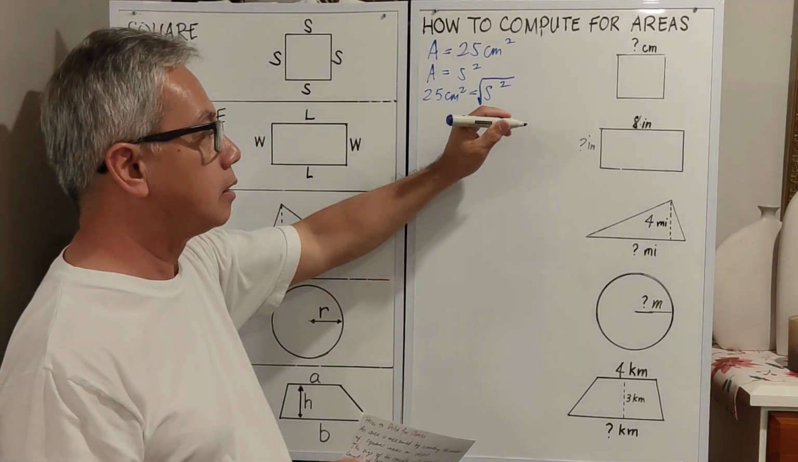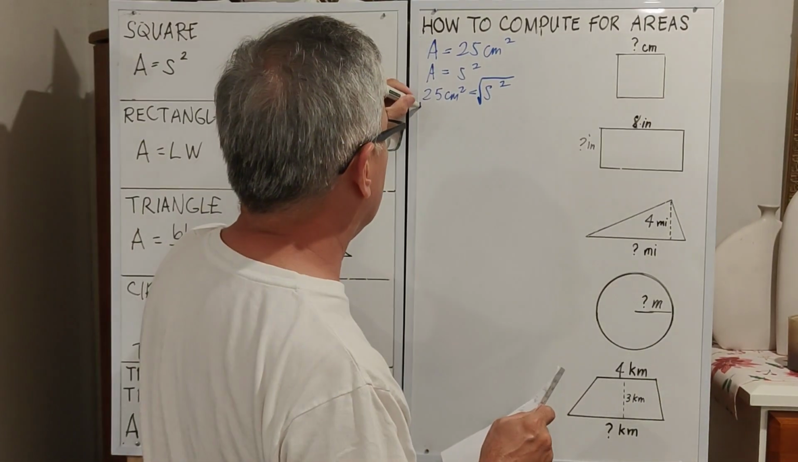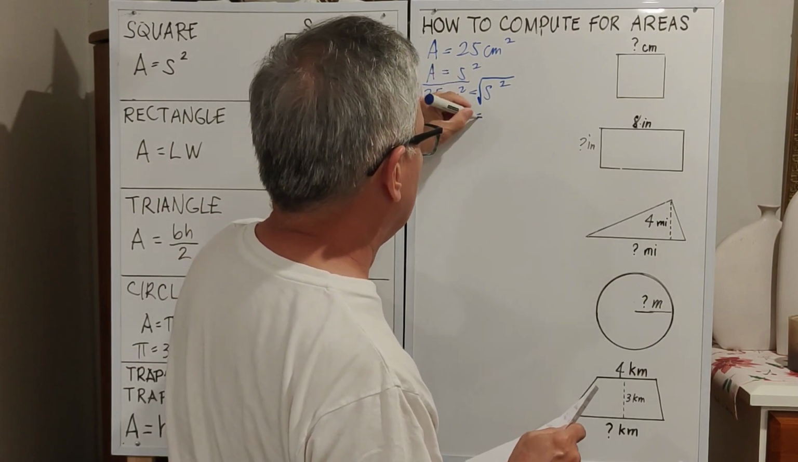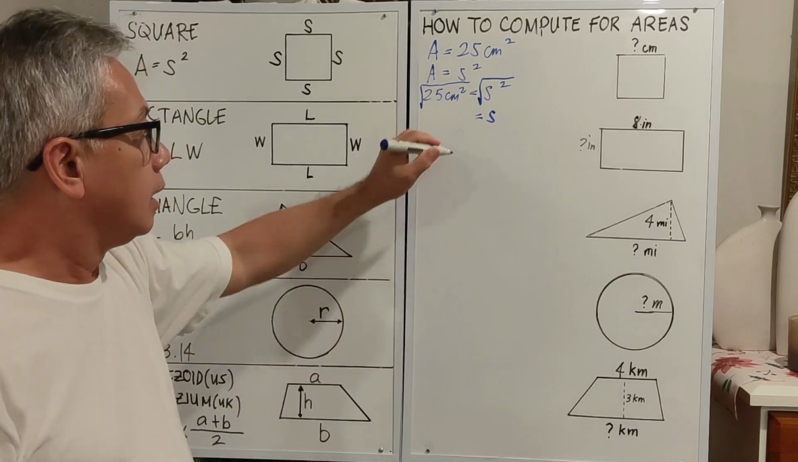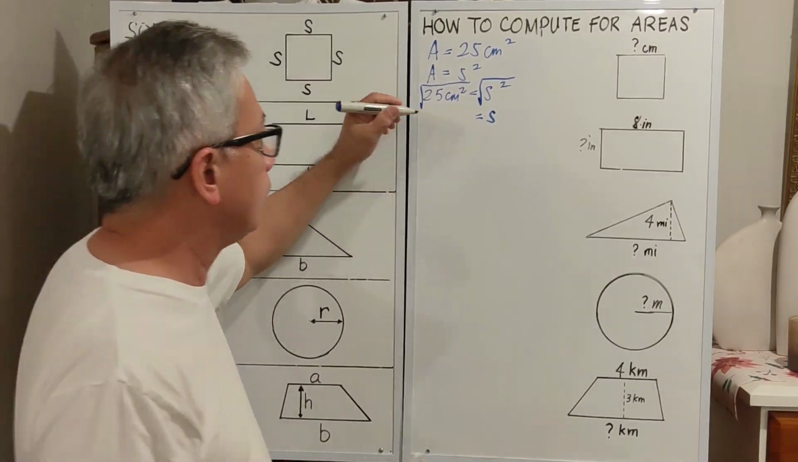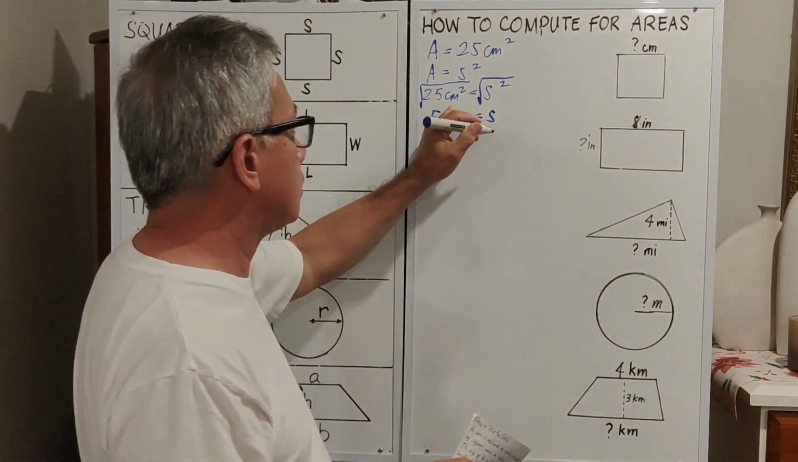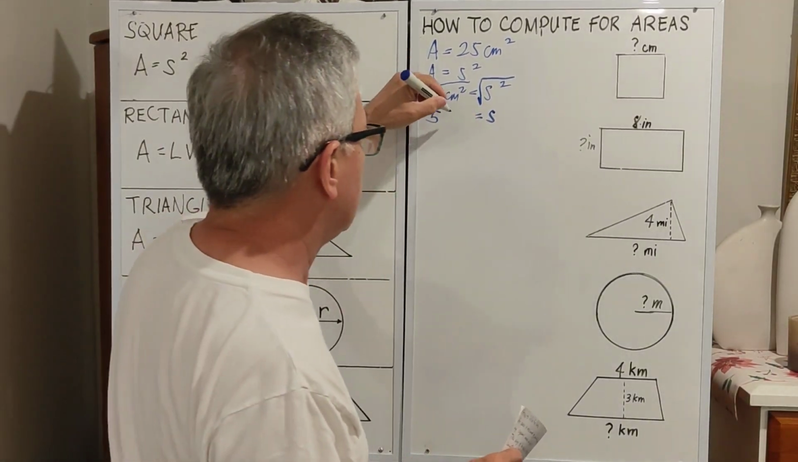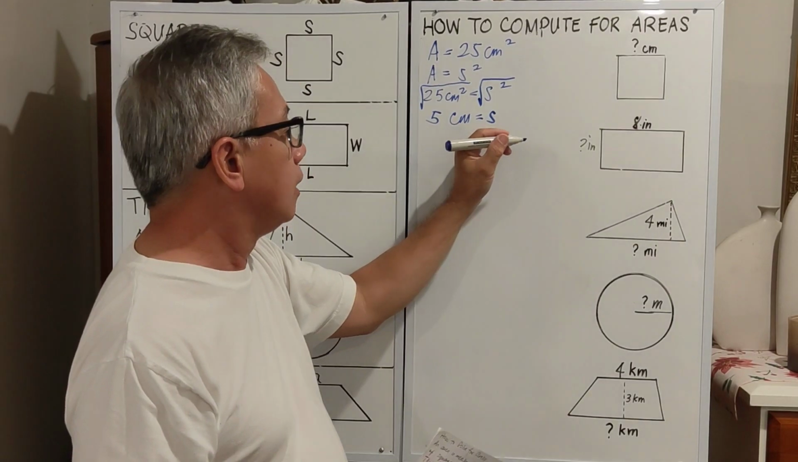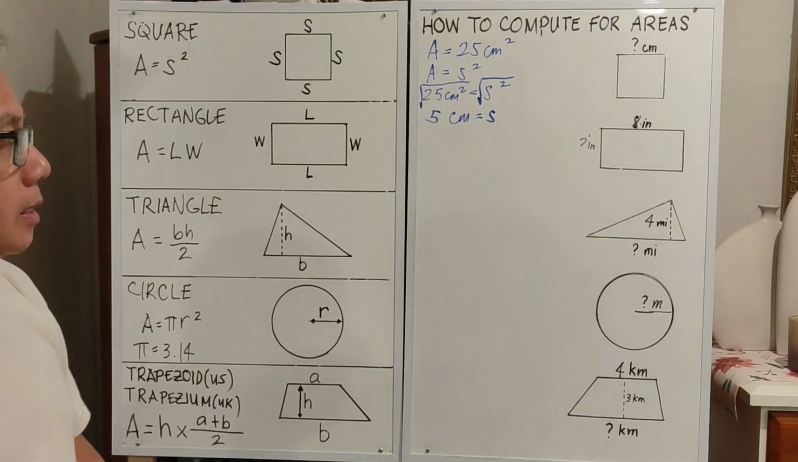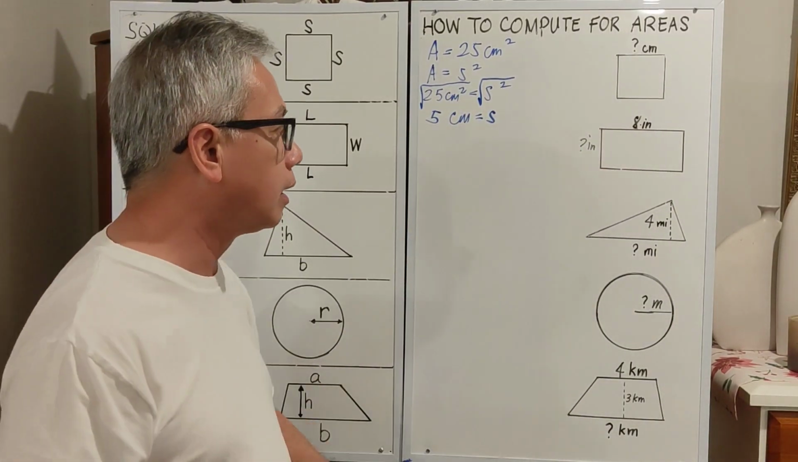If we do the square root on the right side, we have to do the square root on the left side. So the square root of S squared is S. The square root of 25 will be 5, and the square root of centimeters squared is centimeters. So the side of the square is 5 centimeters. We now go to the rectangle.